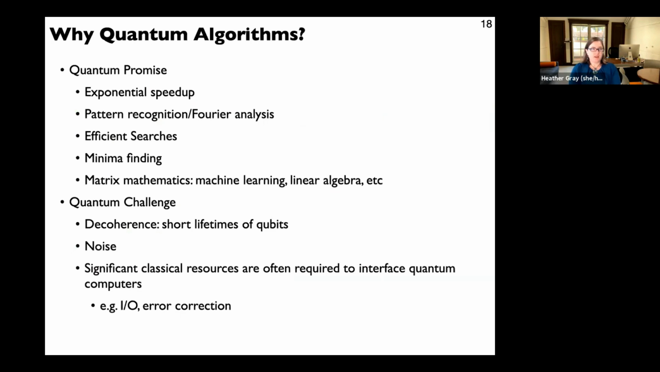We talked a bit about this yesterday as to why people are excited about quantum algorithms. This is because they promise things like exponential speed up, pattern recognition or Fourier analysis, efficient searches, minima finding, matrix mathematics, things like machine learning. We'll talk about that a lot tomorrow, linear algebra. And of course, we have these challenges. Because quantum computers today are in this NISQ era, we have to worry about things like decoherence, the short lifetime of the qubits, and the noise. We also often need to use significant classical resources to interface to quantum computers. We need to worry about things like I/O and even things like error correction.